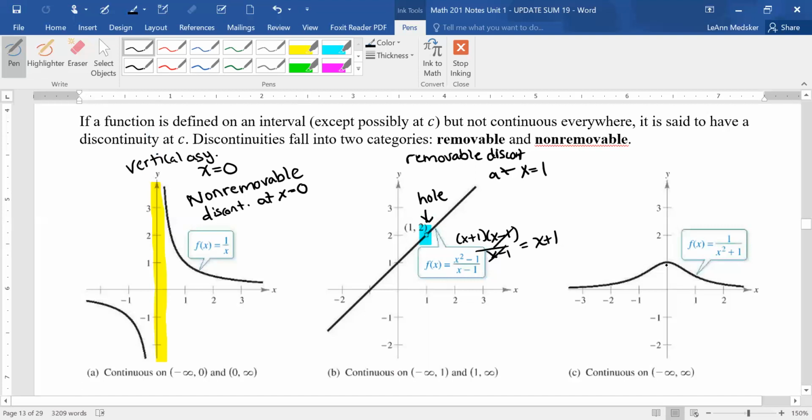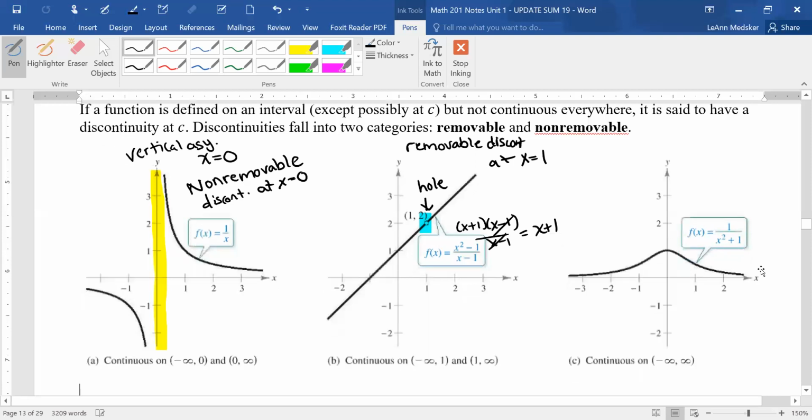Also, I want you to note that even though this has an x in its denominator, x squared plus 1 can never be 0. So that's why it doesn't have any problems. When you square something, it's always positive, and if you add 1 to it, it's still going to be more positive. It's never going to go to 0. So this is why this one has no issues like the vertical asymptote or the hole.